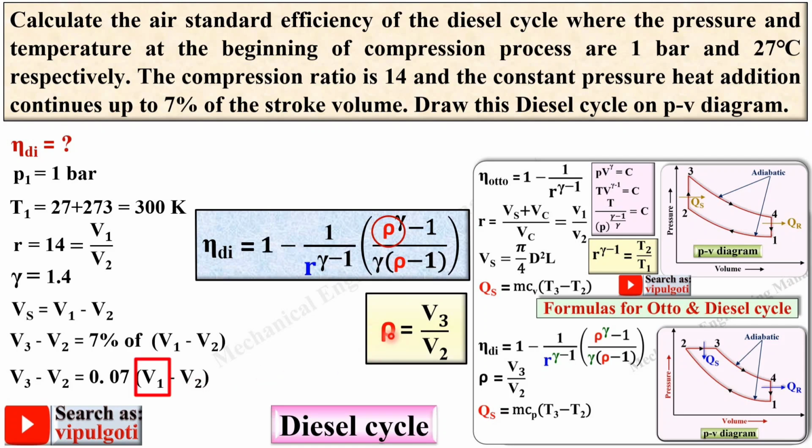Once you get this cutoff ratio, put it over here so that you can find the efficiency of the diesel cycle, and that is your answer. So this is the very simple theme of this problem. First I am going to use this equation where I can put V1 equal to 14 V2. Try to understand, my dear friend, I am going to use these two equations first.